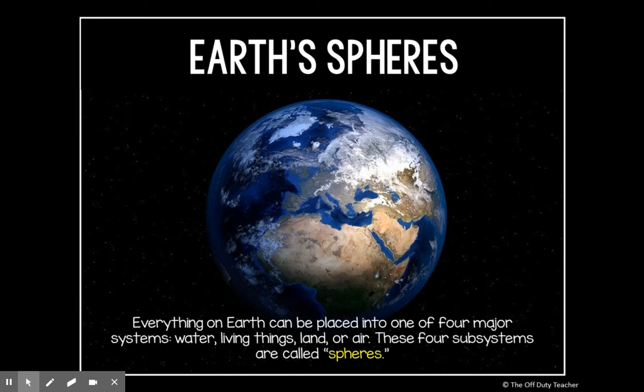Let's get started. Everything on Earth can be placed into one of 4 major systems: water, living things, land, or air. These 4 subsystems are called spheres. The root word sphere comes from a Greek word that means a ball or a globe. And of course, that refers to the fact that our planet Earth is a circle or a sphere.